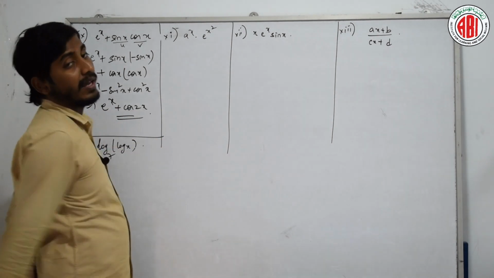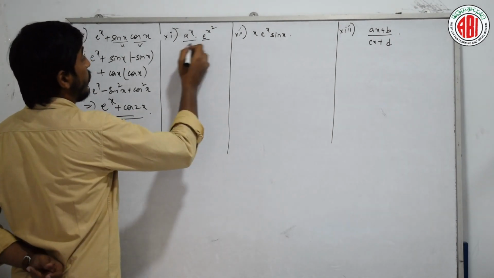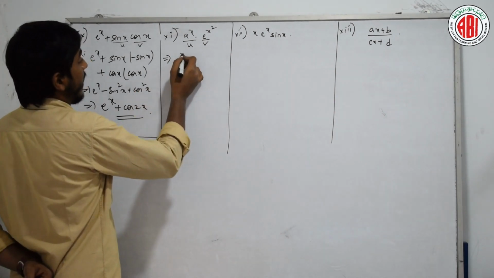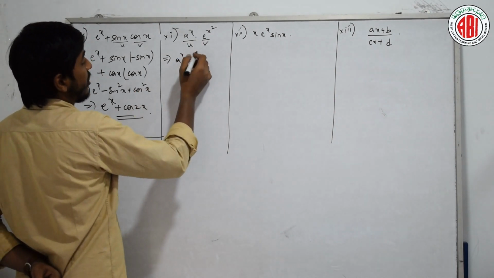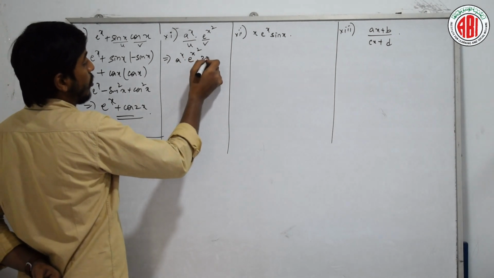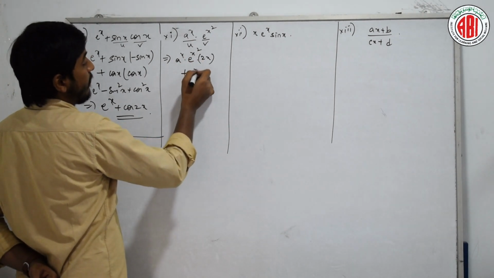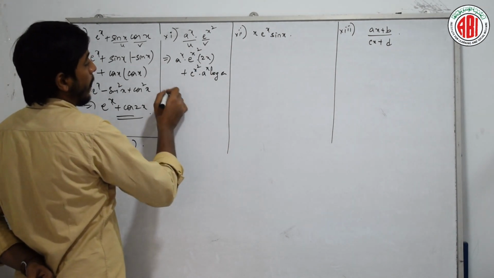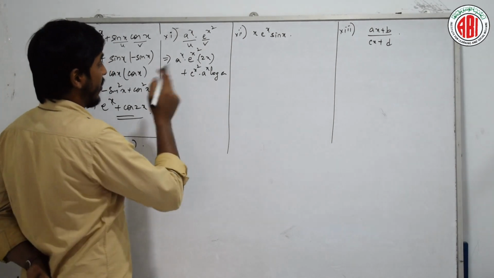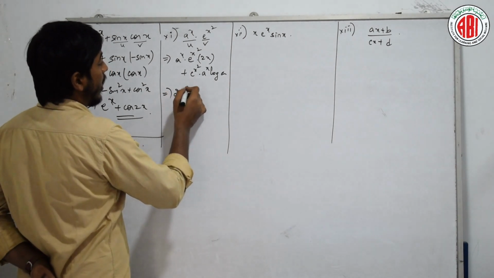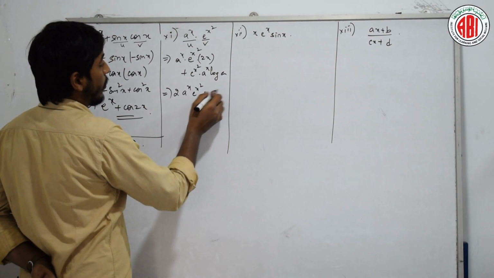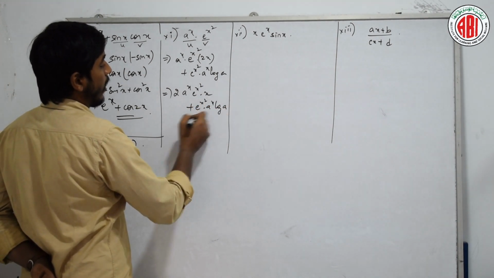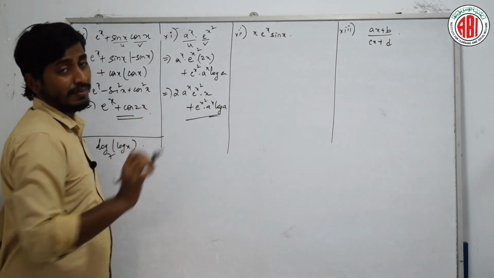Clear? Now see here, check out this next question. a power x into e power x square. Again that is in the form of uv. uv dash: a power x into the differentiation of e power x square, which is e power x square into 2x, plus v u dash: a power x differentiation is a power x log a. That's it. That's the answer. If you want, you can simplify it as 2 a power x e power x square into x plus e power x square into a power x into log a. There is nothing more to simplify.